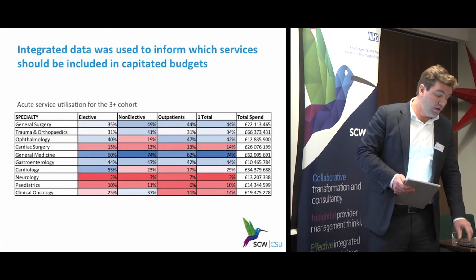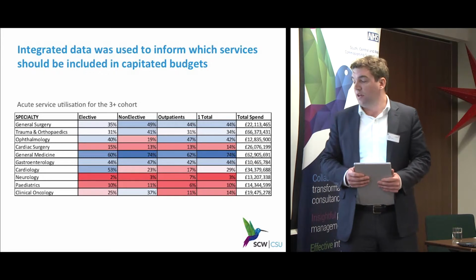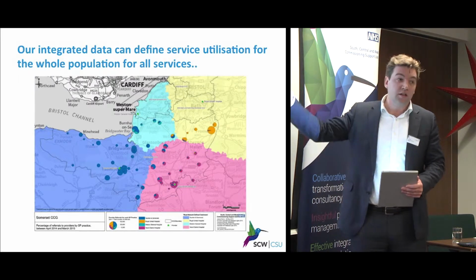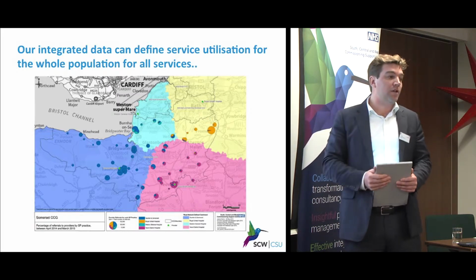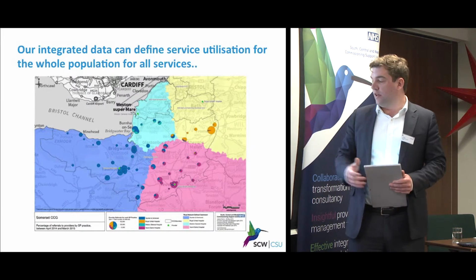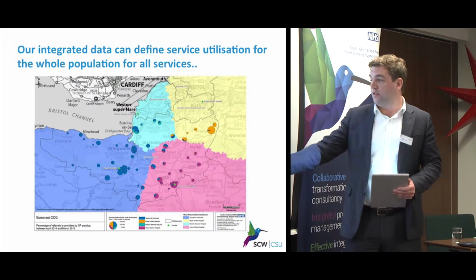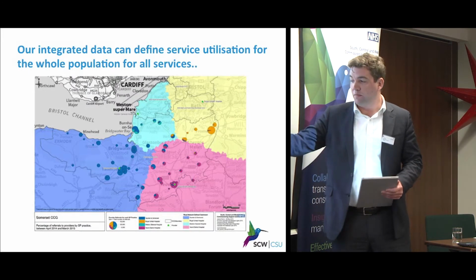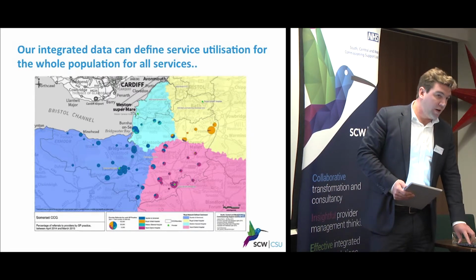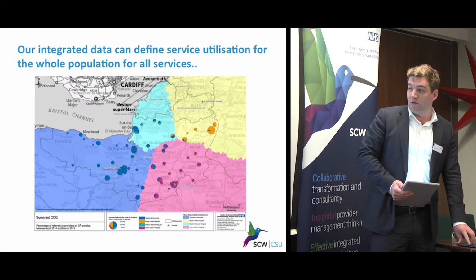We also use the integrated data to do some geographic analysis to try and work out where boundaries of social care organisations might sit. We've moved on a bit from here now, but as you can see, you can use integrated data and look at where people live, look at where services are provided, and try and work out where you might want to group services and populations together.